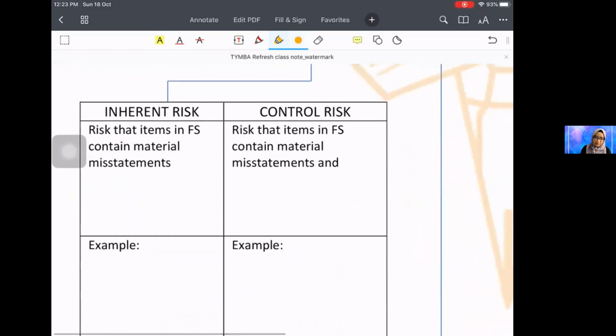So in RMM, there are two risks that you need to know. One is inherent risk, another one is control risk. So often students mix up these two risks. What is inherent, what is control risk? So very simple definition to differentiate between inherent and control risk. Inherent risk is risk that items in financial statement contain material misstatements.